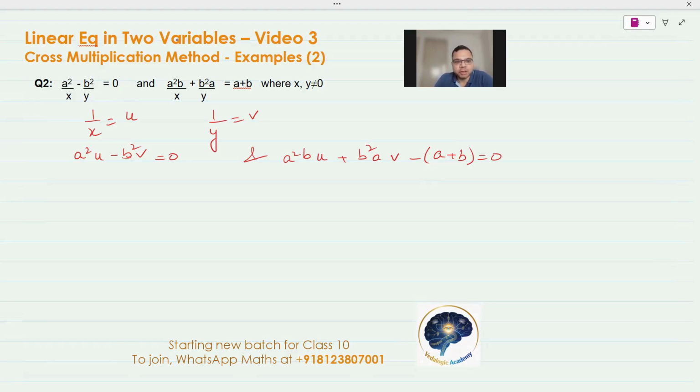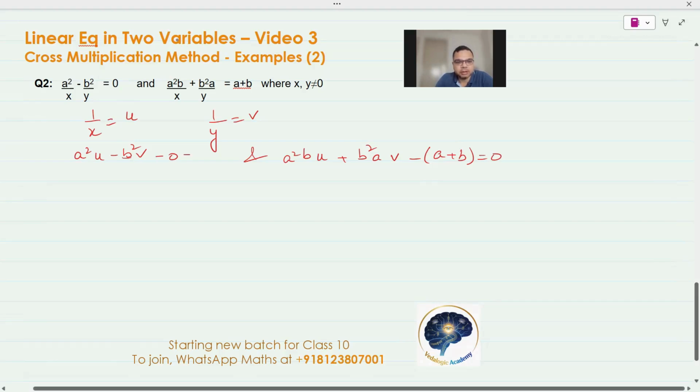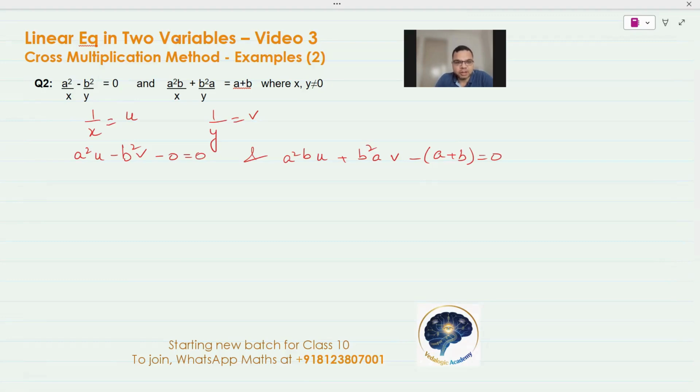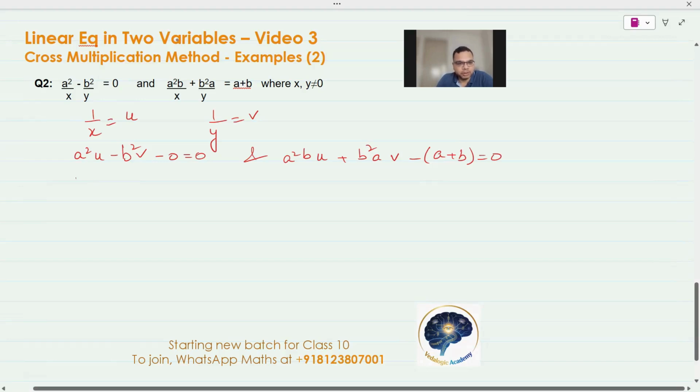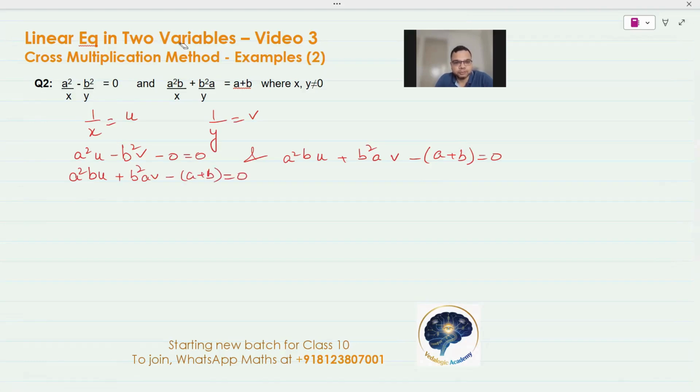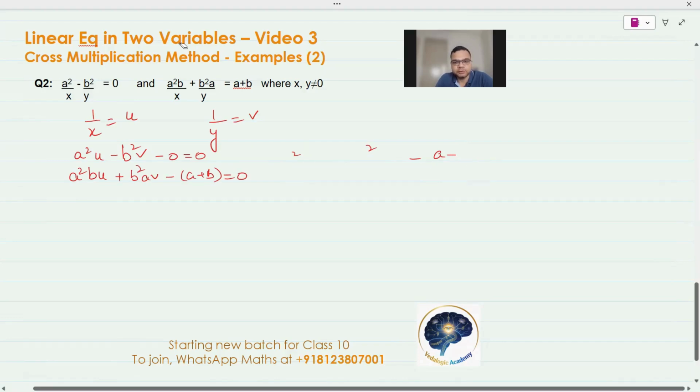So here, if you see in the first equation, we don't have a constant term. So let me just write it like this so that there is no confusion for you. Minus 0 equals 0. So we are going to use the same trick that we have learned just now, the same approach. Let me put this here below only, plus b square a v minus of a plus b equals 0. Okay, so I can remove this whole thing. This is not required.